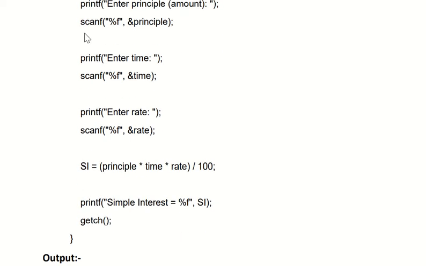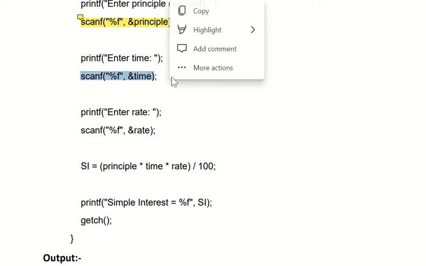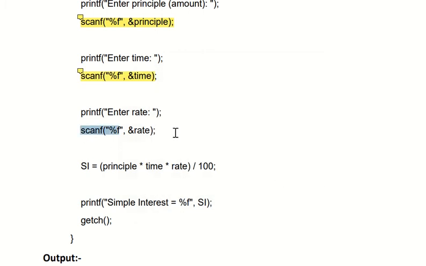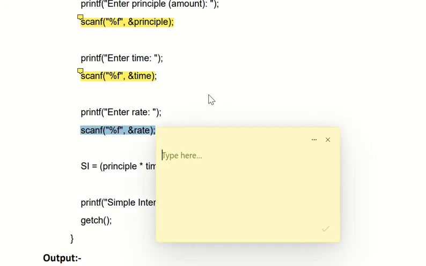First of all, we are asking the user to enter the principal amount with printf, and then scanf. For example, let's say the user has entered the principal amount as 50,000. Then they enter the time. Let's say for example the time is 2 years, so I'm writing 2 here for time, and then enter the rate of interest. Let's say for example 5.8 as the rate of interest.